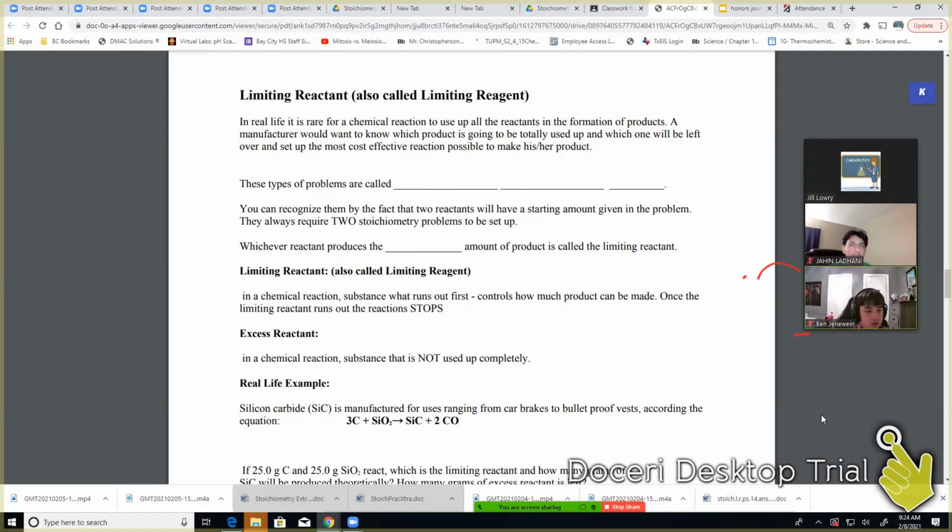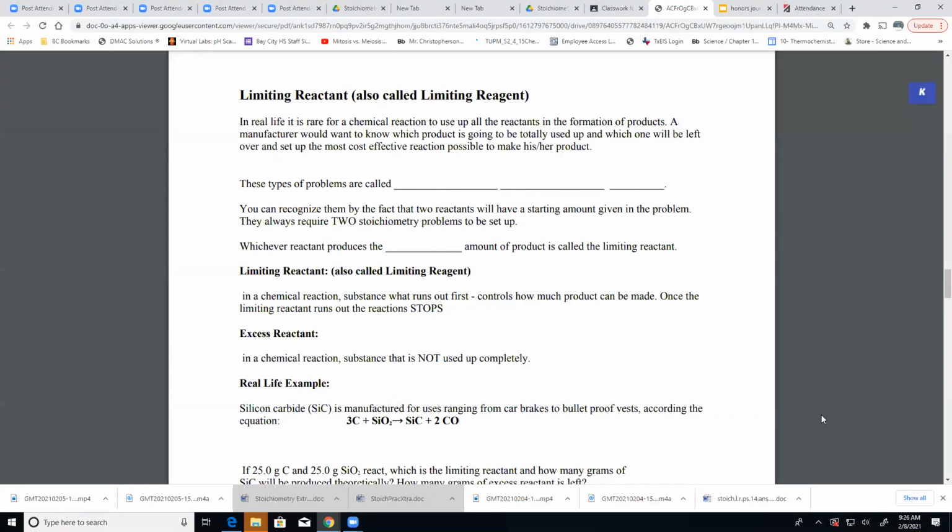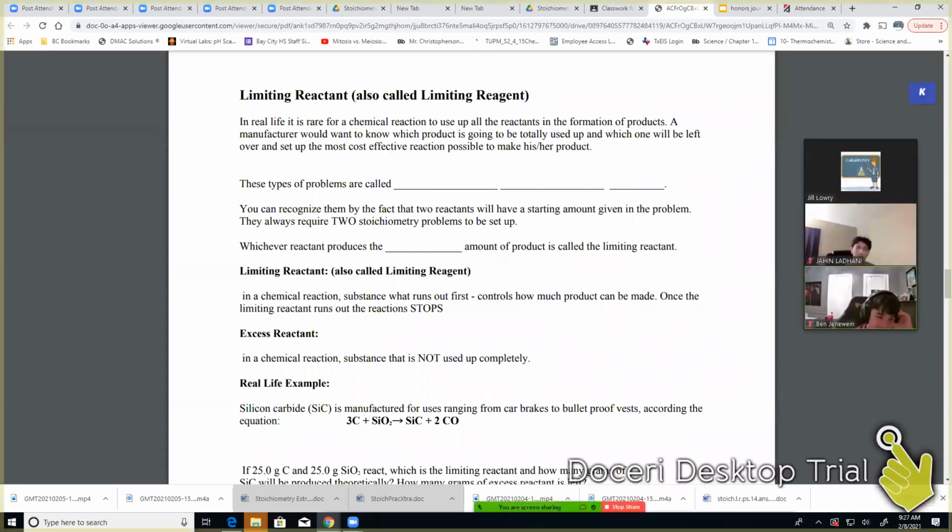All righty, so let's talk about limiting reactant problems. In real life, it's rare that everything is mixed up perfectly together and you have exactly the right amount of reactant A as compared to reactant B. Usually there's one that will run out first. That's called your limiting reactant or your limiting reagent because it controls the reaction. It stops the reaction.